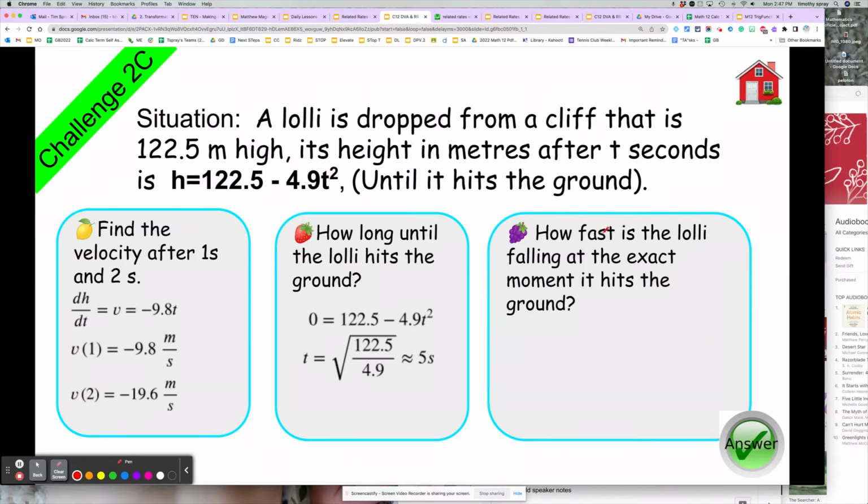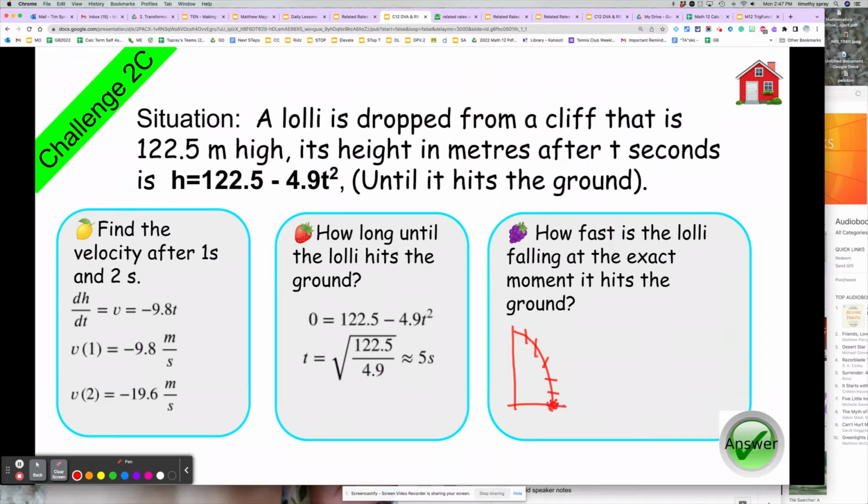Okay, now here's a question. How fast is the lolly falling at the exact moment it hits the ground? Well, that's classic. That's a great question. So we know that the lolly's kind of done this, and we could start asking questions like, how fast was it traveling right here, or here, or here, or here? When was it traveling fastest? That would be an interesting question.